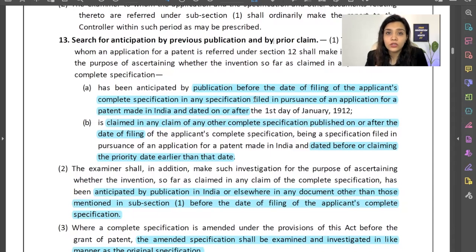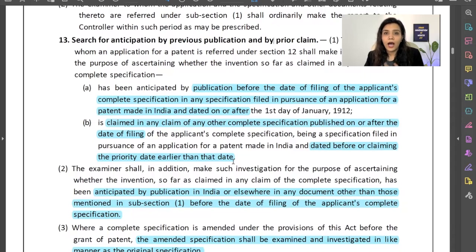So here two clauses are very important. First, claimed in any claim of any other complete specification published on or after the date of filing. And second, dated before or claiming the priority date earlier than that date. So let us take an example of this.